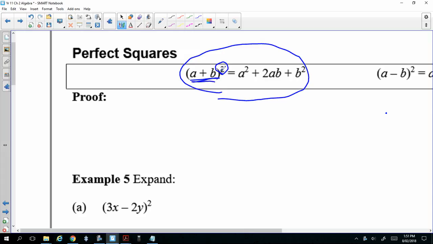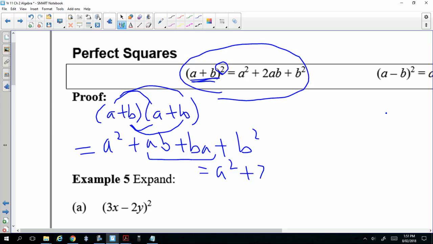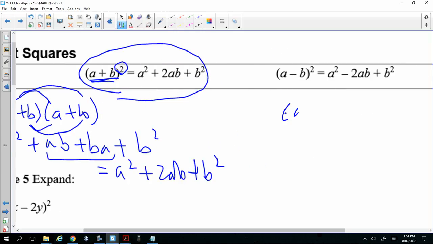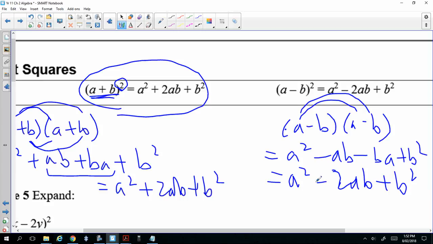They can be expanded by writing (a plus b) twice, and you just do the arrow. So you go a squared plus ab plus ba plus b squared. But because ab and ba are the same, you get a squared plus 2ab plus b squared. And same for the next one, (a minus b): you will get a squared minus ab minus ba plus b squared, which is also a squared minus 2ab plus b squared. So one has a negative in the middle, one has a positive.